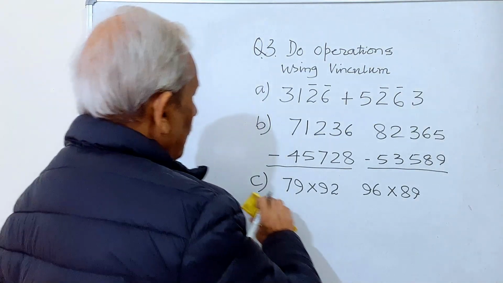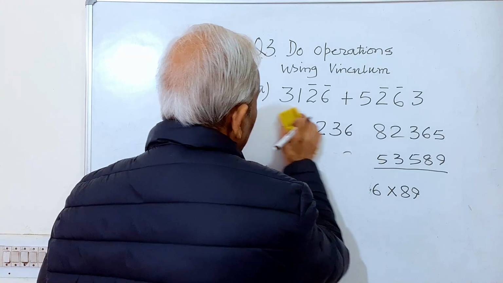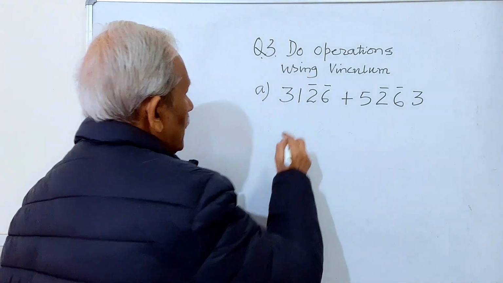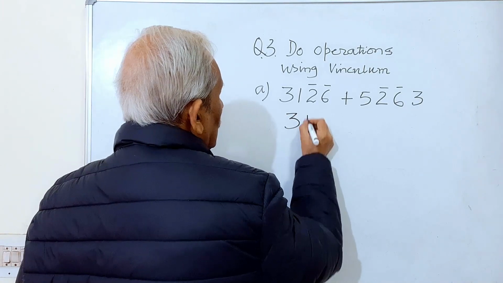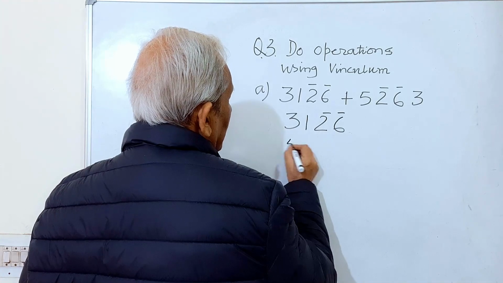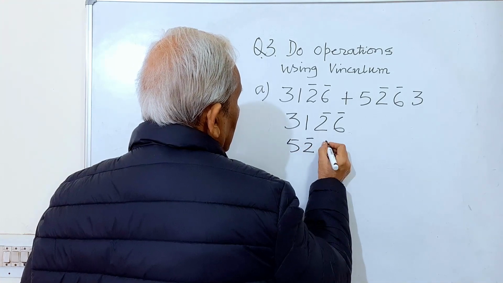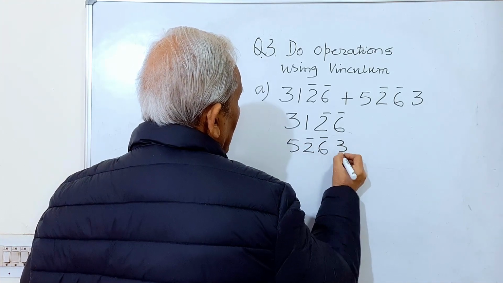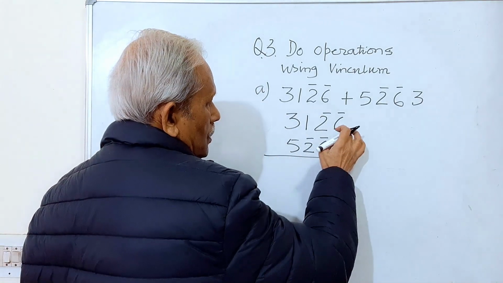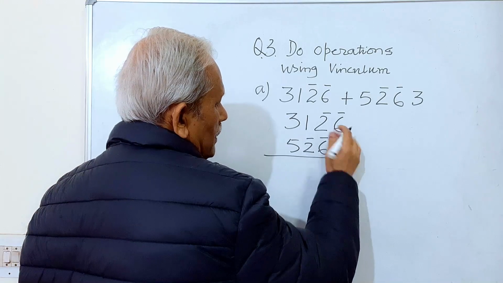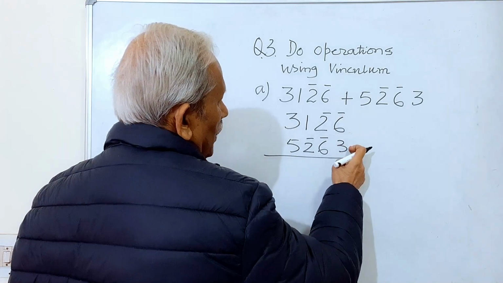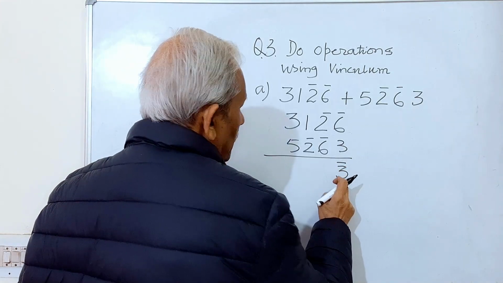Okay, I hope by now you have completed the questions. Now let me solve these questions for you. The first question is 3 1 2 bar 6 bar plus 5 2 bar 6 bar 3. Now bar numbers are negative numbers, these are positive numbers. Now 6 bar plus 3 is minus 3, so we'll write 3 bar. Minus 6 plus 3 is minus 3, 3 bar.